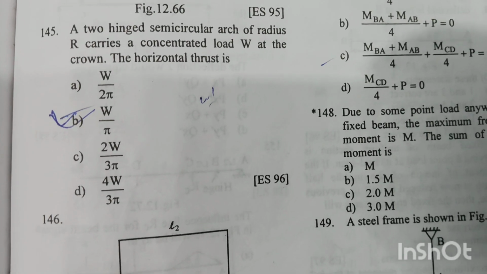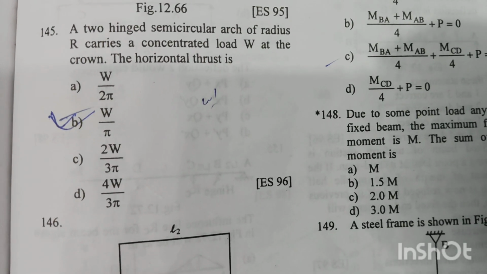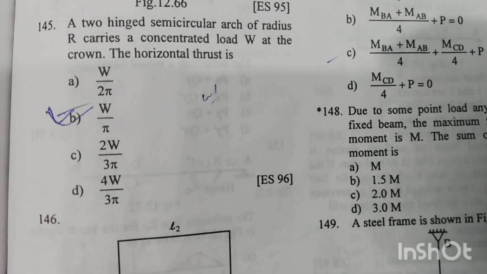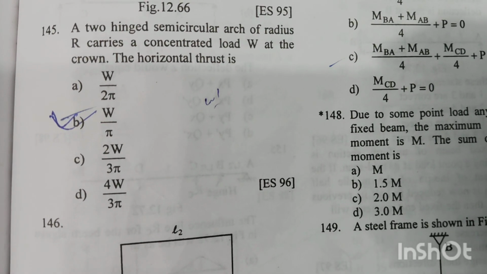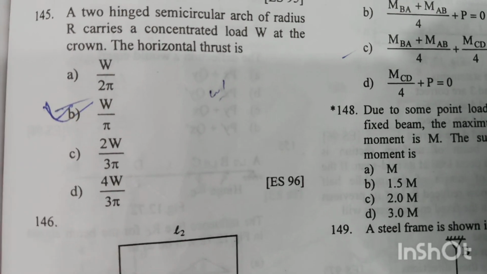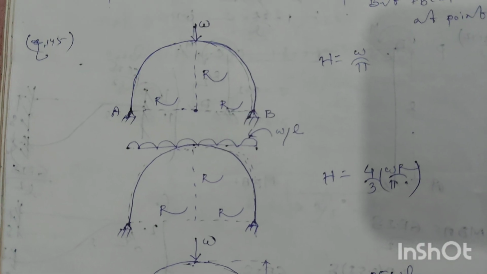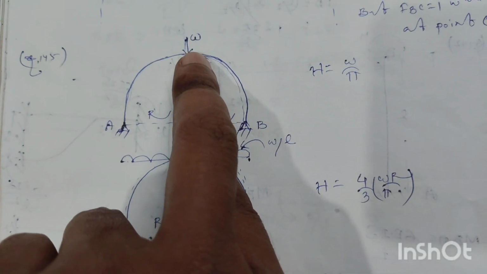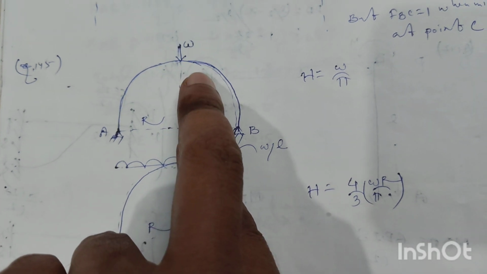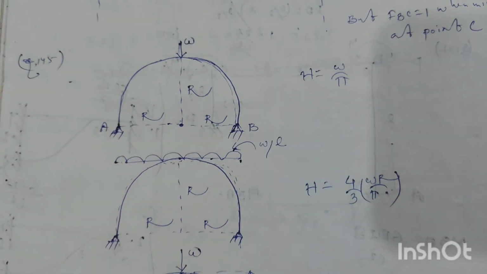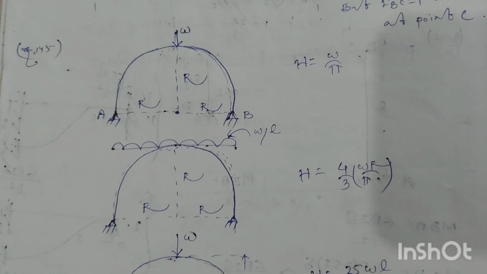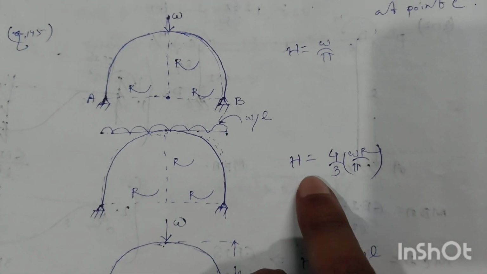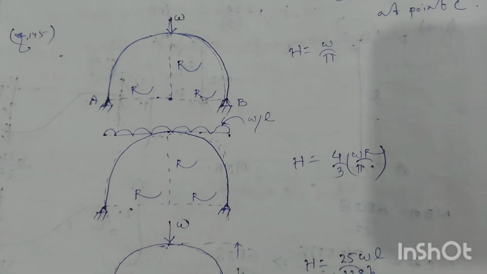Question number 145. A two-hinged semicircular arch of radius R carries a concentrated load W at the crown. The horizontal thrust is. For a two-hinged semicircular arch of radius R, when it carries a concentrated load of W at the crown, the horizontal thrust value will be W by pi. But when subjected to uniformly distributed loading W per unit length, the horizontal thrust will be 4/3 WR by pi.